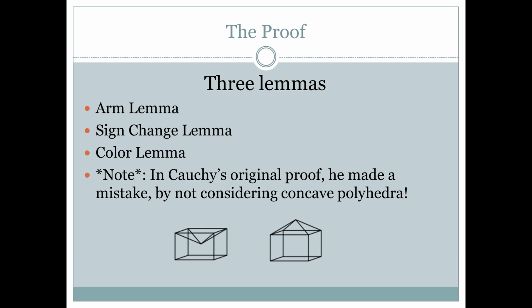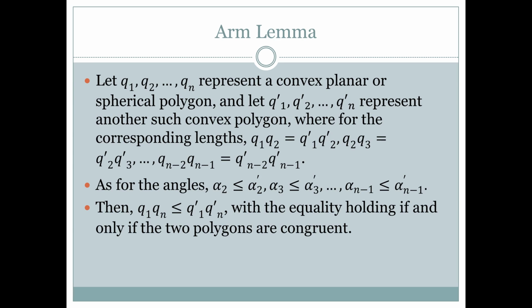So let's start with the arm lemma. So we're going to have two convex planar or spherical polygons. These will go for spherical as well. And we're going to label them as such, so Q1 to Qn. And then we'll have another one as well, with Q1 prime. And all the lengths except for one will be equal. So Q1Q2 will equal Q1'Q2'.